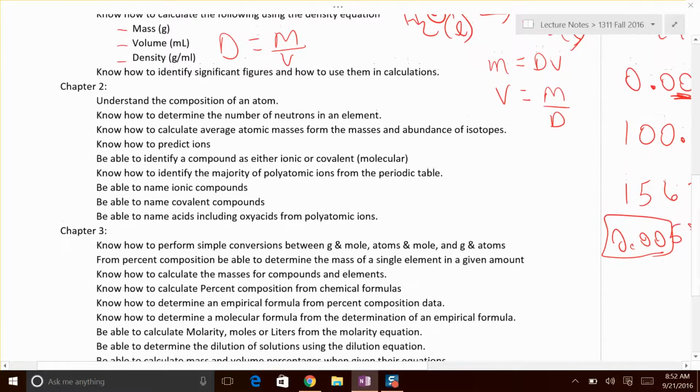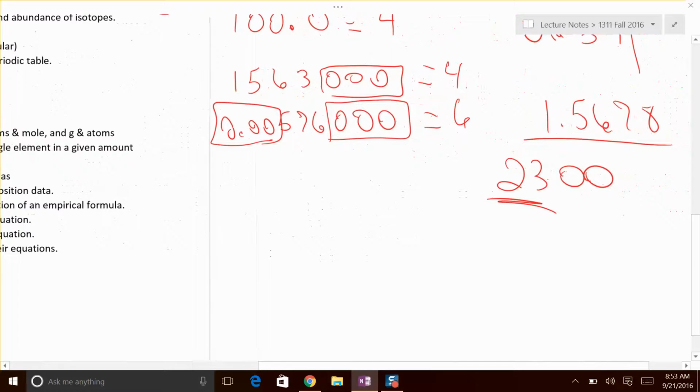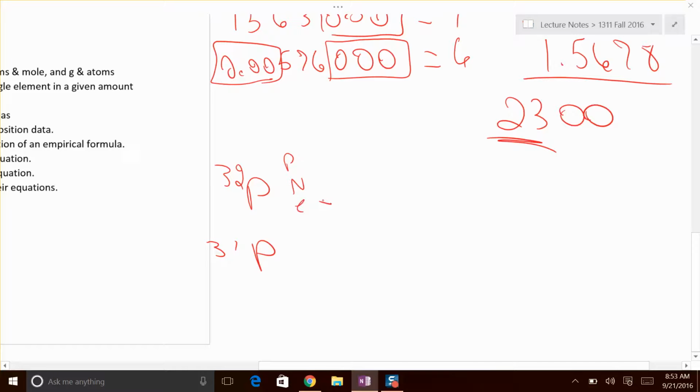Okay, composition of an atom. So let's just go to the next one because I think that'll answer that first one. How do you determine the number of neutrons in an element? So let's say I have P32 and P31. Let's determine the number of protons, neutrons, and electrons in each of these. How many protons are in P32? 15. You find that from the periodic table. 15 protons, that's the atomic number. How many neutrons are in P32? 17. Because it's the difference between 32 and 15. So 17 plus 15 is 32. 17 neutrons, 15 protons equals a mass of 32. Okay? How many electrons? 15.